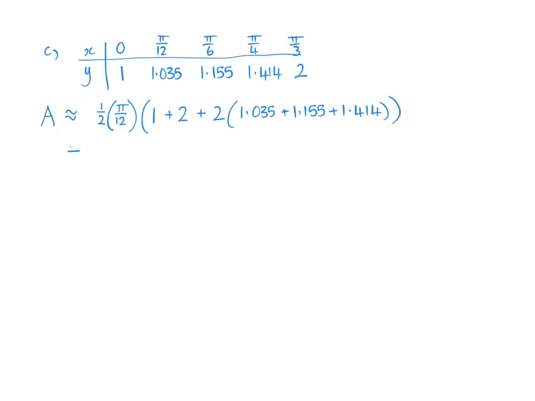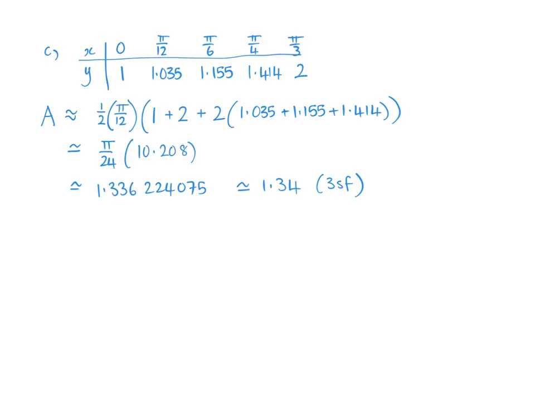And that works out to be pi by 24 multiplied by 10.208, and that works out to be 1.336224.075, and we'll take that to 1.34, so it's 3 significant figures. If it doesn't say in the question, then please use 3 significant figures.